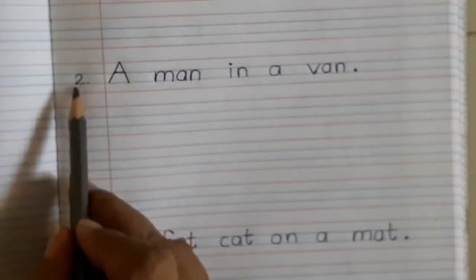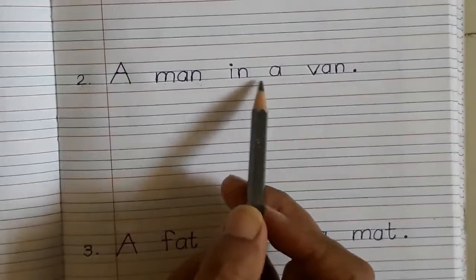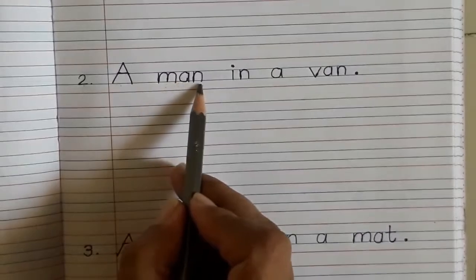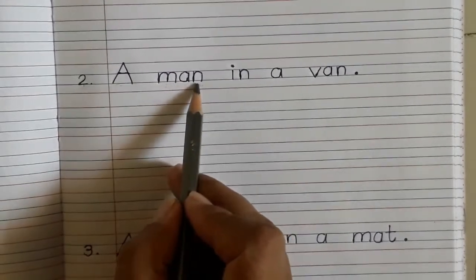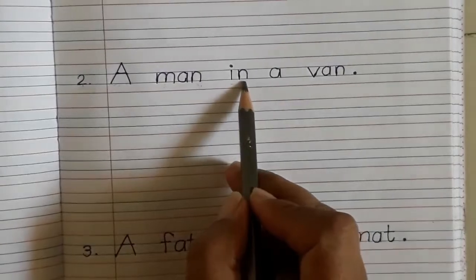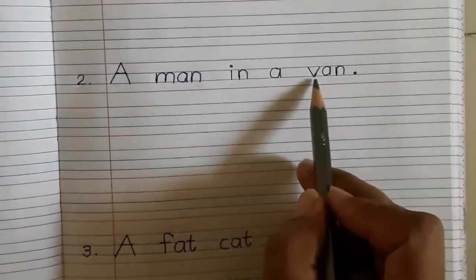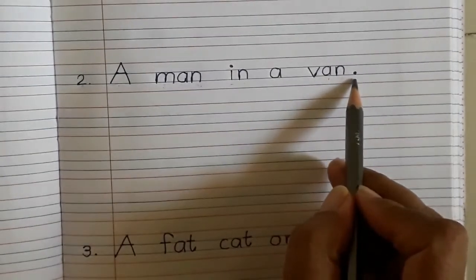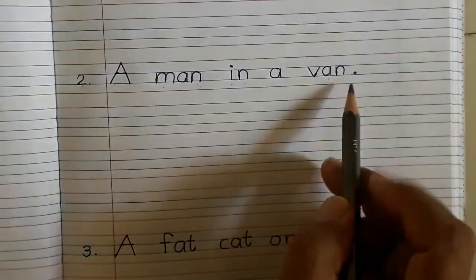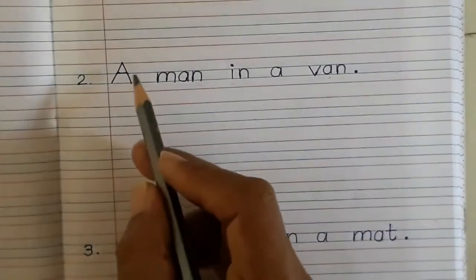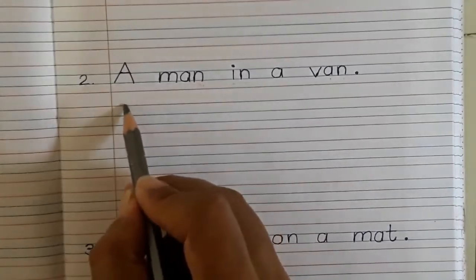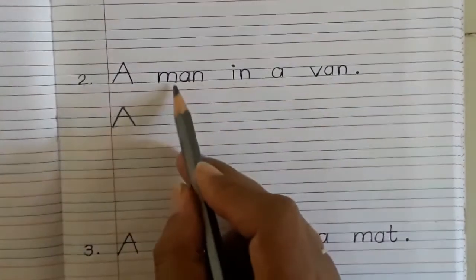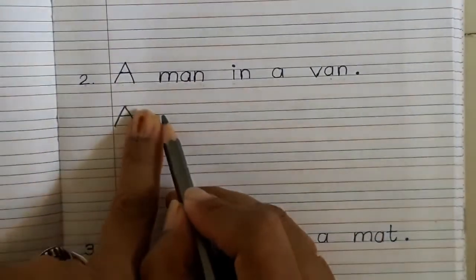Now we will take the second sentence. First we will read it. Capital A, M-A-N man, in a van, full stop. A man in a van, मतलब कि man कहाँ पे है? van के अंदर.